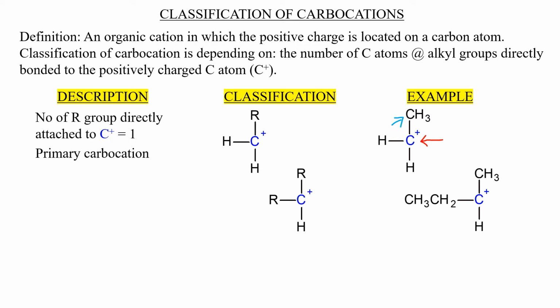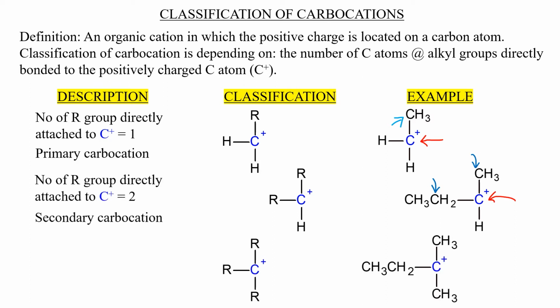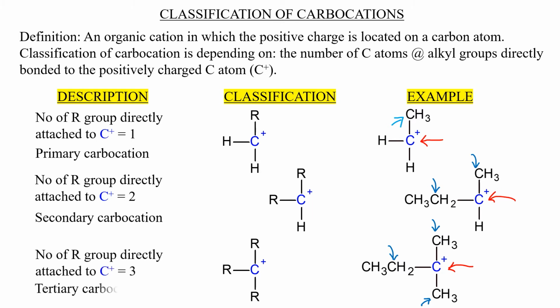In the second example, we have two carbon atoms or two alkyl groups that are directly attached to the carbocation. So the second carbocation is classified as secondary carbocation. And as for the last example, we have three carbon atoms or three alkyl groups that are directly attached to the carbocation. So the last carbocation is classified as tertiary carbocation. So let's watch this video to understand more on carbocation.